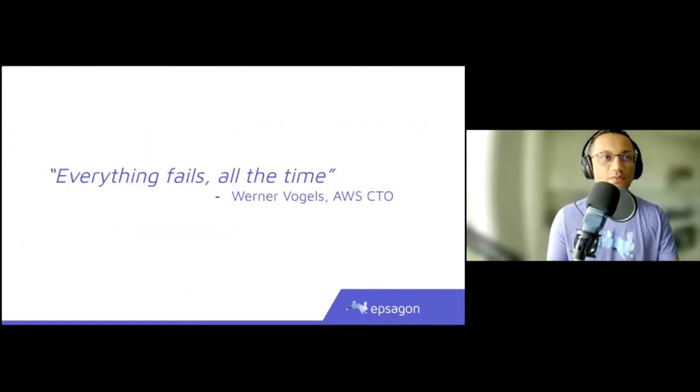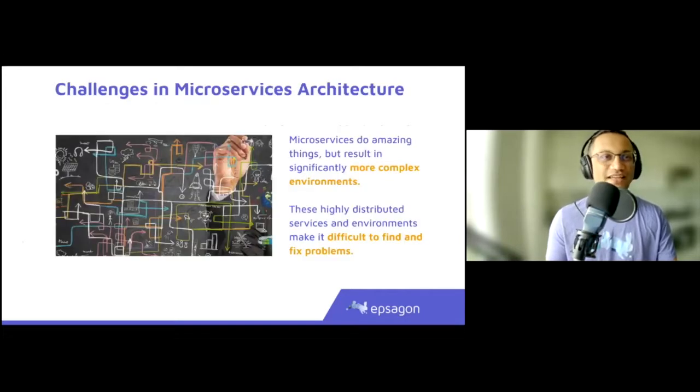But as Werner Vogels once said, everything fails all the time. And I completely agree with it. So if things fail in the microservices world, since microservices are much more complex, it becomes really hard to find where exactly the problem is happening and to fix them.